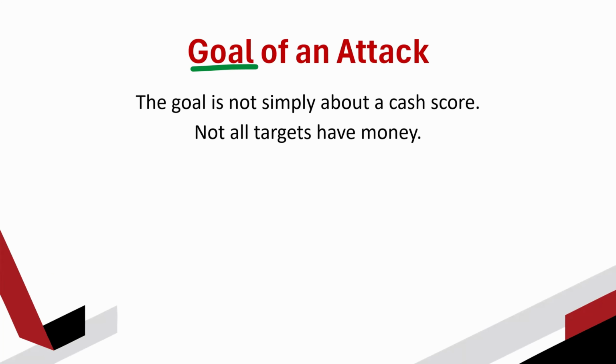So, what is the goal of all of this? Why even bother collecting information and attacking in the first place? The goal is not simply about cash. Not all targets have money, and that's often the argument we use: why would someone attack me? They can have all my debt. Honestly, it's not really about money all the time. It's about your information, because that information can then be used against you. The information gets turned into cash eventually.